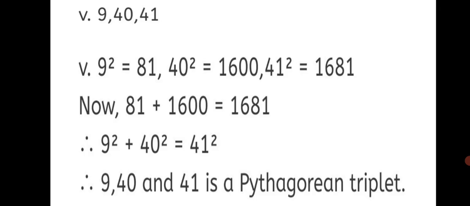So this way we can get an answer whether it is a Pythagorean triplet or not simply by writing the squares and adding the smaller squares and checking with the bigger number square. This way we can detect whether it is a Pythagorean triplet or not.